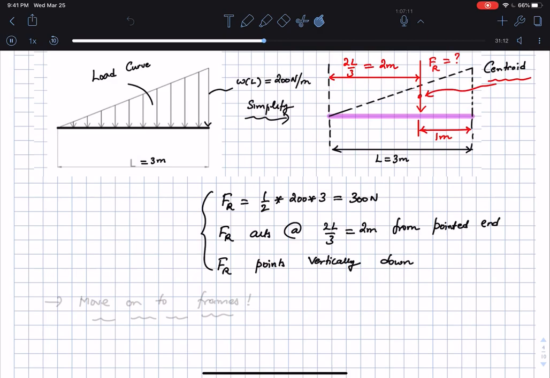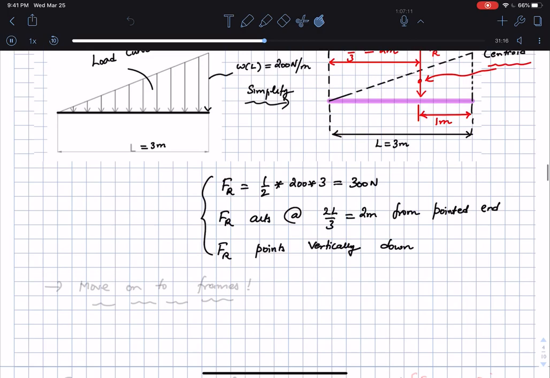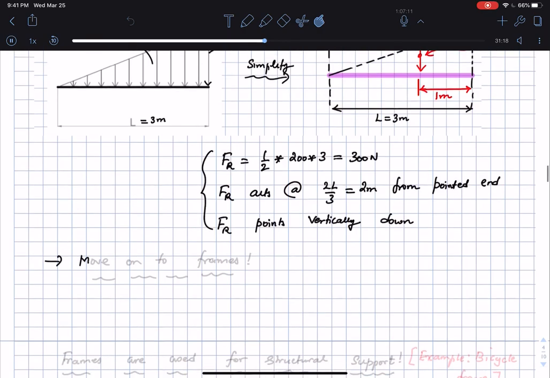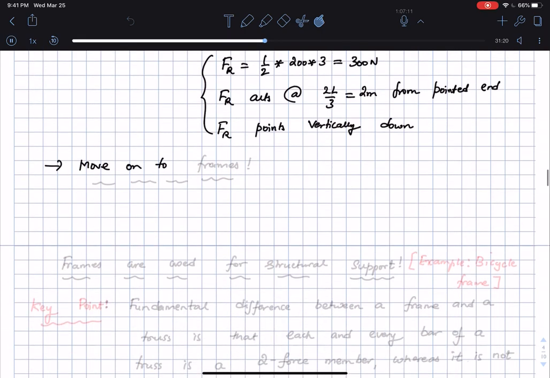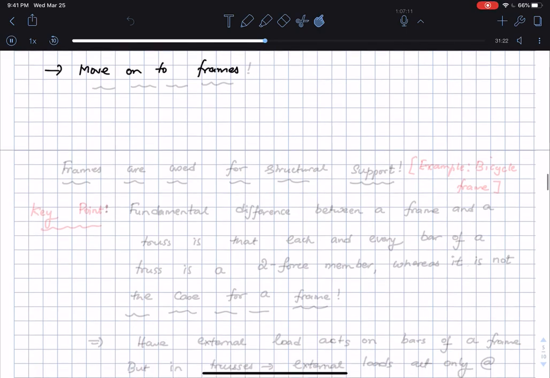So that's the end of uniform distributed loading. We will now move on to frames, a new concept that we will be looking at.